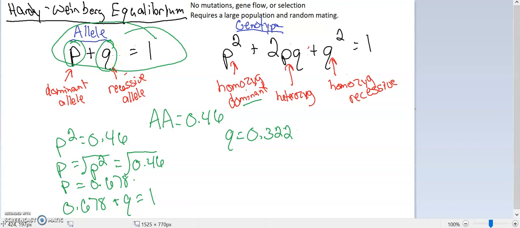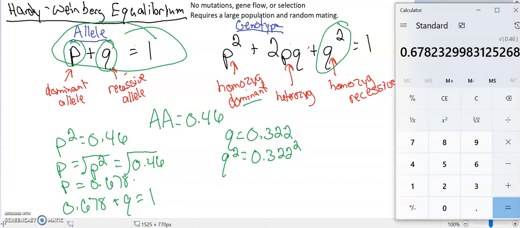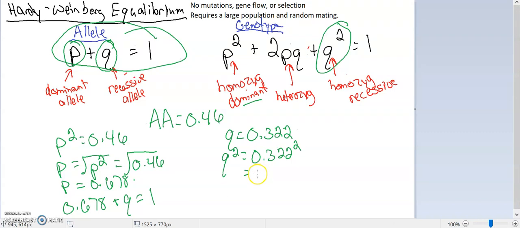Now that we have q, we can look at q squared. So q squared is equal to 0.322 squared. If you are using our lab calculator, remember that there is no squared button. If you are using your home calculator or even your cell phone calculator, you will have a squared button. But if you don't have a squared button, you can take 0.322 times itself, times 0.322, and that will give you 0.322 squared. So q squared is equal to 0.104.